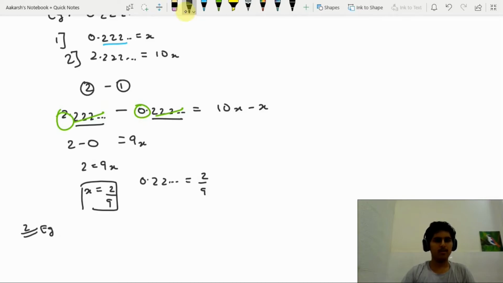Example number 2, and this time we'll take something a little bit more complicated. You can assume 0.234 bar. So 0.234 bar, this is the number. Firstly, we'll just convert and see what we get in the dot notation. So you can write it as 0.234, where the first dot is on 2 and the last one is on 4.